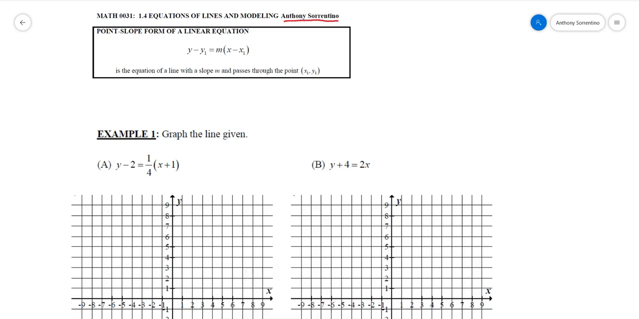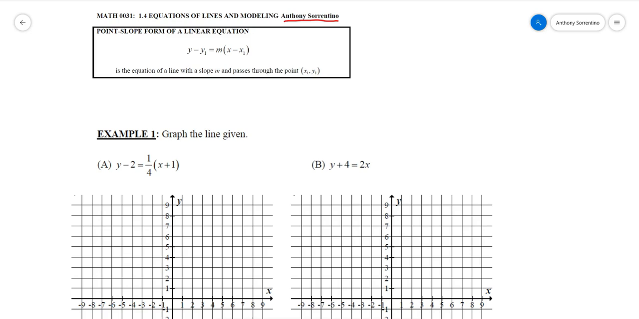Hello, Mr. Sorrentino here again, going into section 1.4 lecture notes, which deals with equations of lines and modeling, which is kind of misleading because we've already looked at one equation for lines, and that was slope-intercept form. This one's going to focus on another format, which you can see here is point-slope form, and we're also going to talk about linear regression to a certain degree.